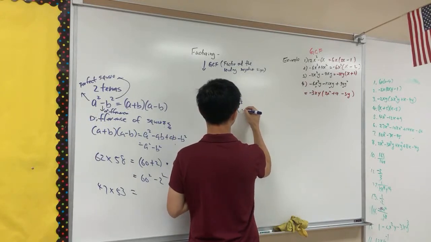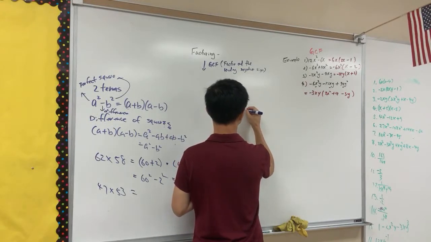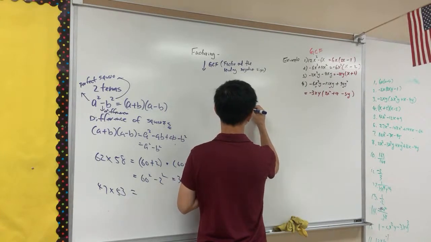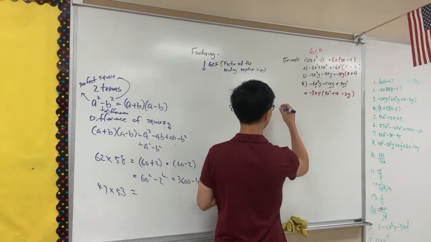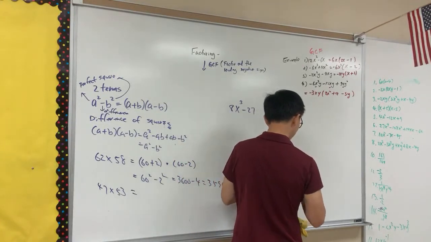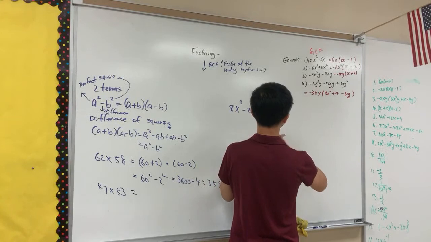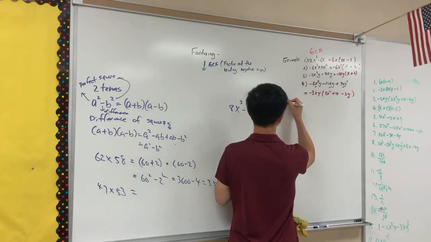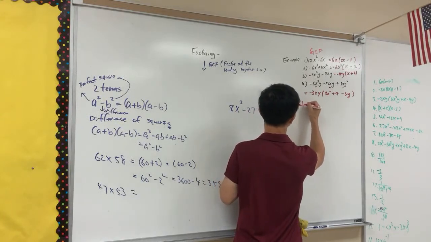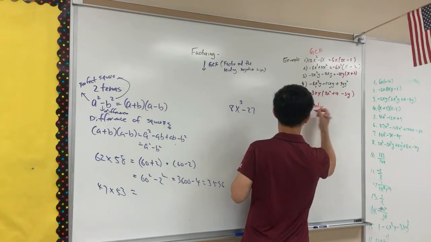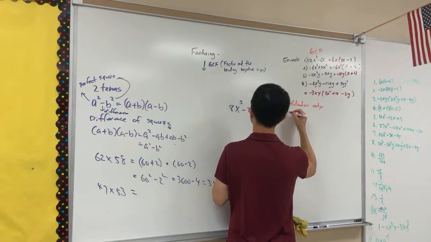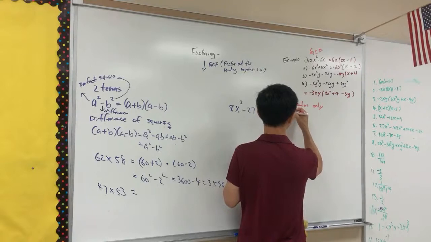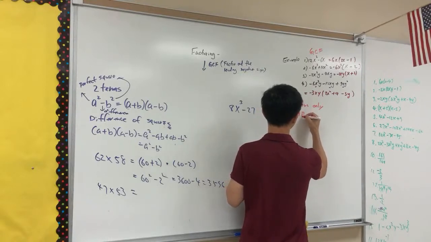8x cubed minus 27. Okay, so it turns out there's a sum and difference, so we're going to use red marker now because this is not for algebra 2. This is for pre-calculus only. So algebra students don't need to worry about it. So it's called SOAP. SOAP. It's an acronym.